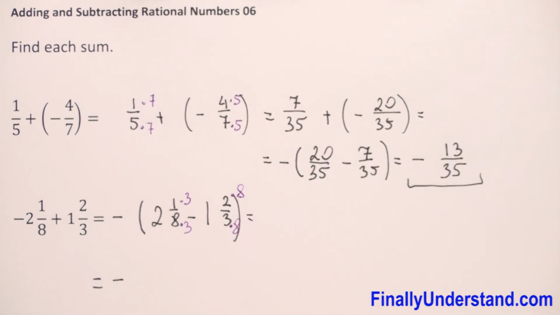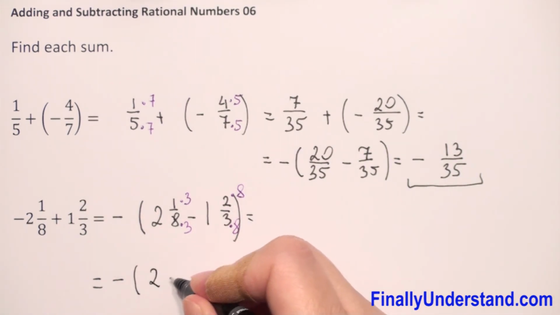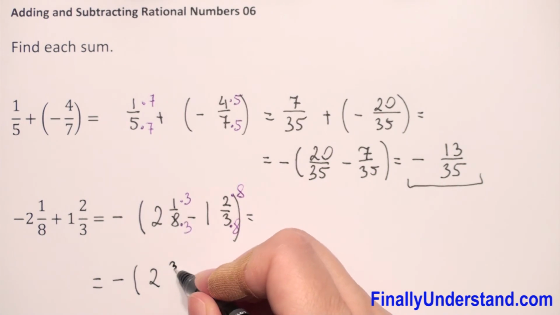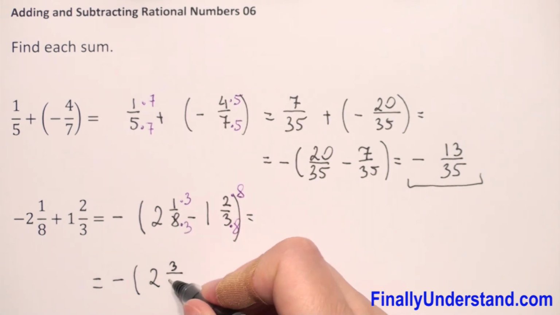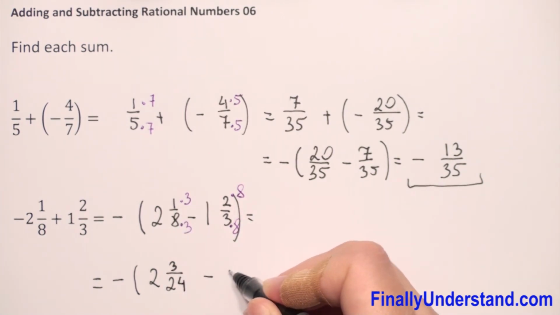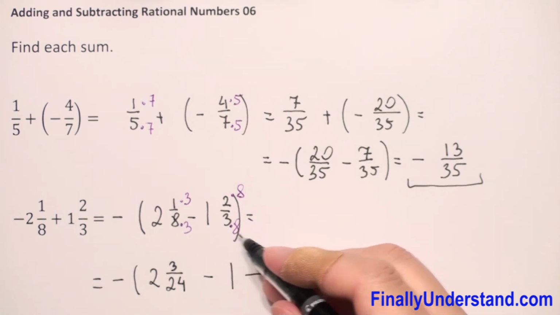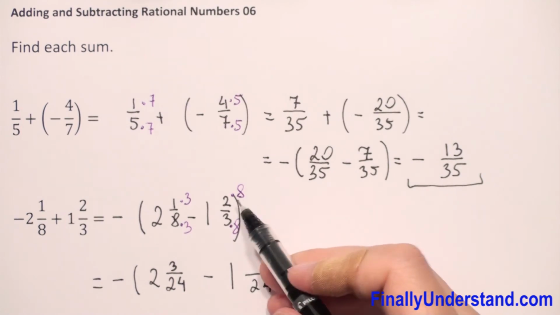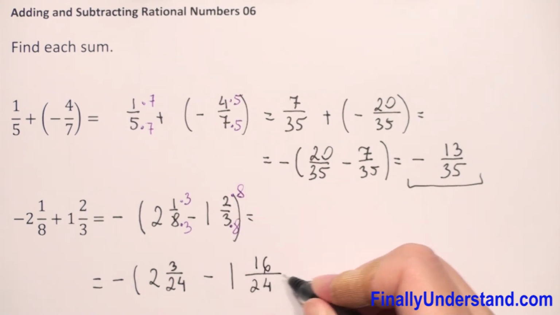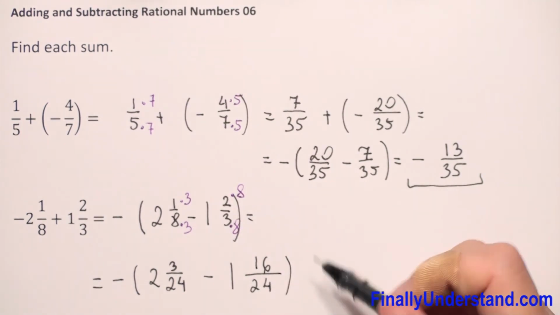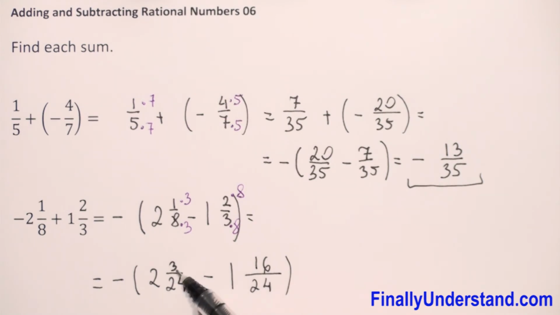And now, in parentheses, we will have 2, 1 times 3 is 3, 8 times 3 is 24, minus 1, and we have 3 times 8 is 24, 2 times 8 is 16. So now we have to subtract from 2 and 3 over 24, 1 and 16 over 24.